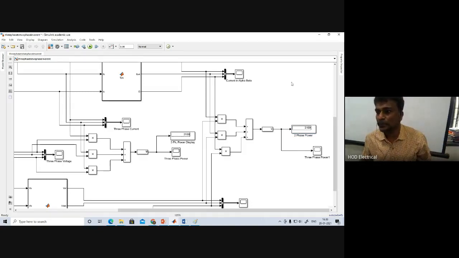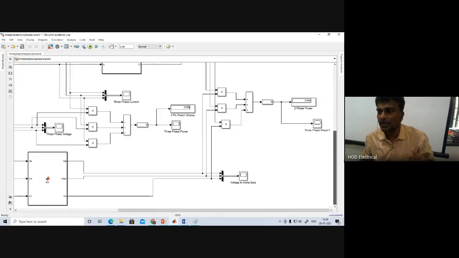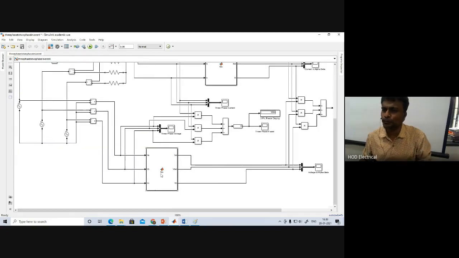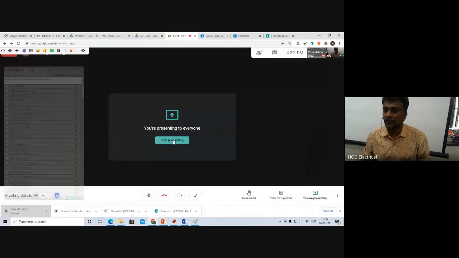So with this, by varying the value of resistance, one can understand this simple concept of what is meant by three phase to two phase conversion with power invariant transformation. I hope you can understand the concept, and in the next class I will explain the concept of non-power invariant transformation. Then I will come with the MATLAB simulation. Wish you all the best. Thank you.